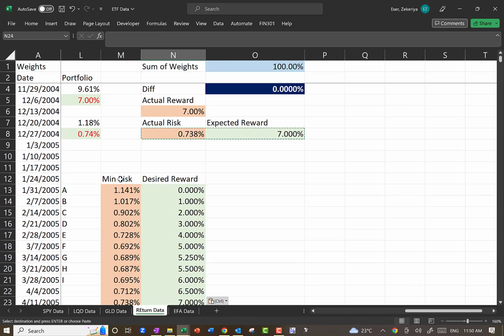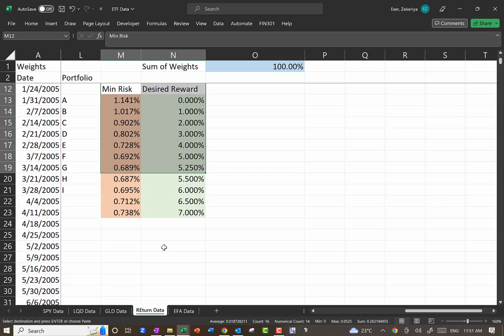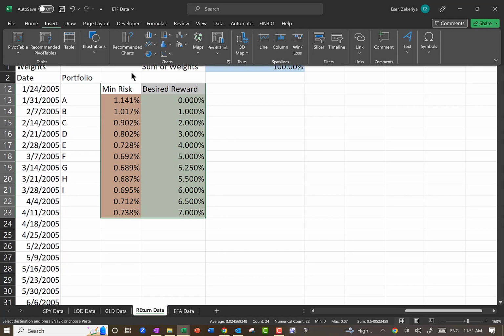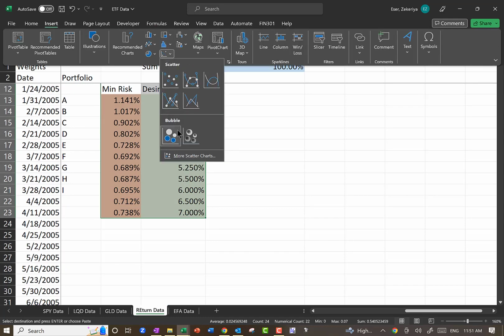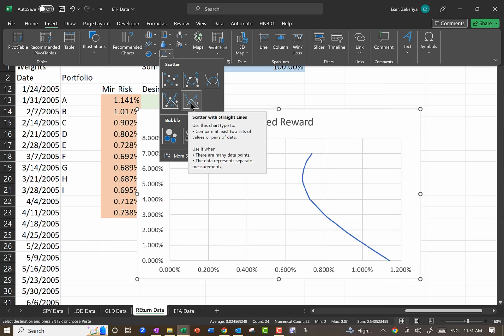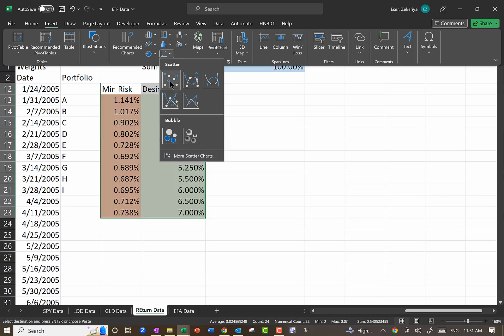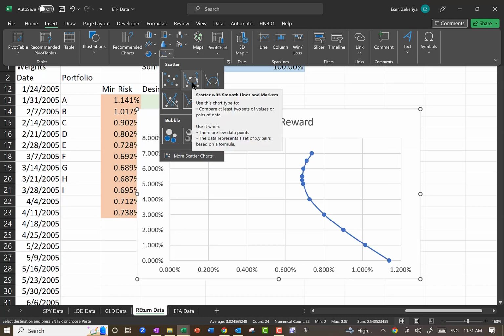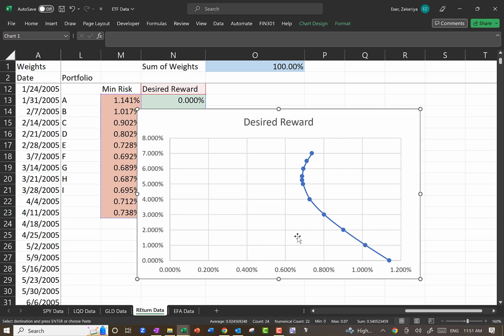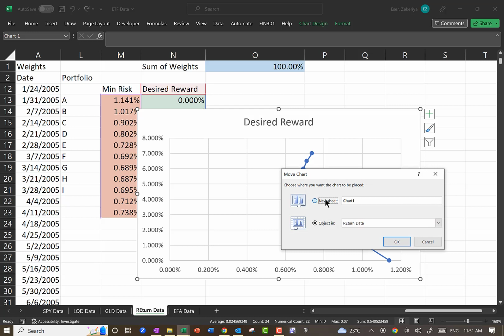Okay, let's do a chart now. Actually, no, I can always change it. I'm going to insert a chart. I'm going to combine them. Okay, I'm going to move this chart into a new sheet. Variance boundary.